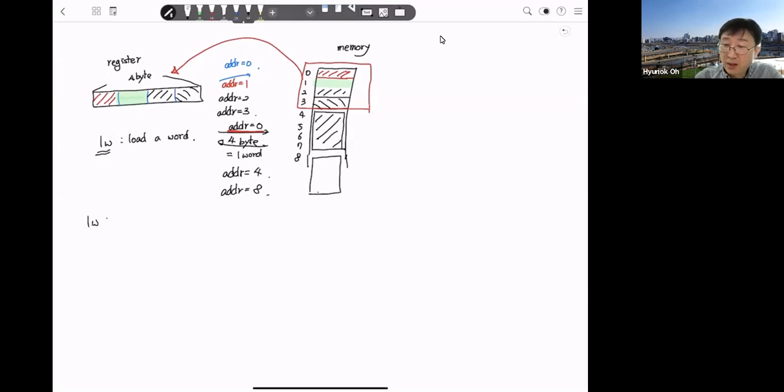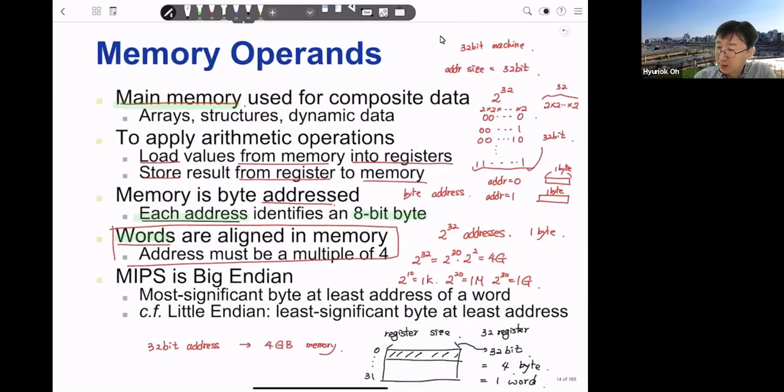So in the load word case, the address should be a multiple of 4. So the address should be 0, 4, 8, 12. That is only possible. So an address like 1 is not allowed in the load word case, because load word should be loading one word, which is 4 bytes at once. So it should be aligned. So the address must be a multiple of 4.